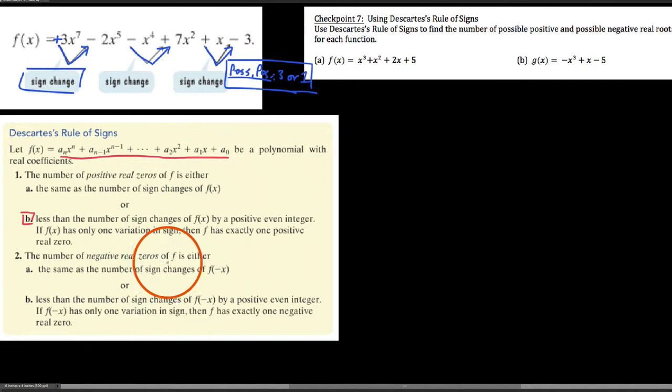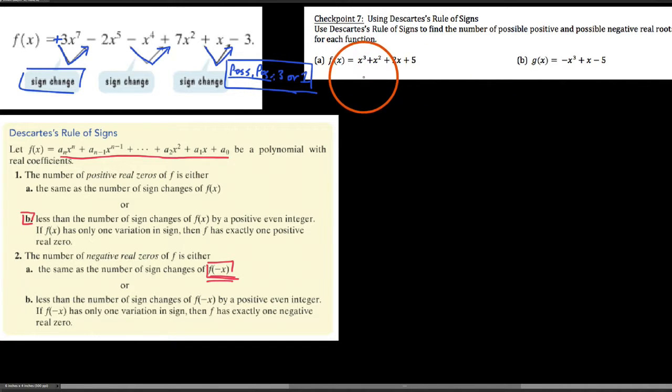So now to check for negative real zeros of f, we're going to do the same thing. We're going to count sign changes, but we say it's the same as the sign changes of f of negative x, or less than that by an even number. So essentially, we're going to plug a negative x into our function, and count the number of sign changes there, or count down by 2's. So for something like we have up top here on the right side, let's take a look at how we would put this into use.